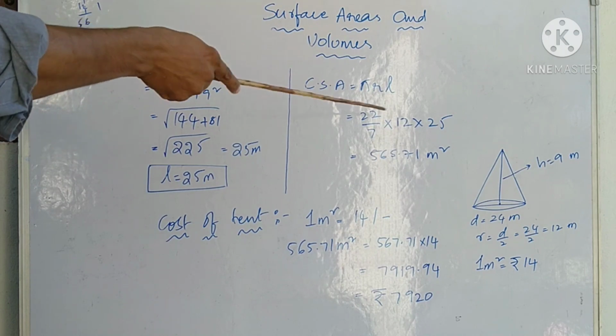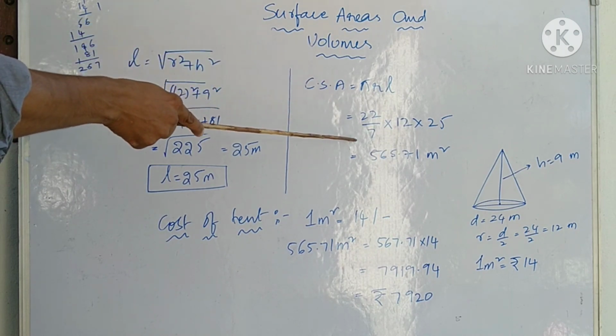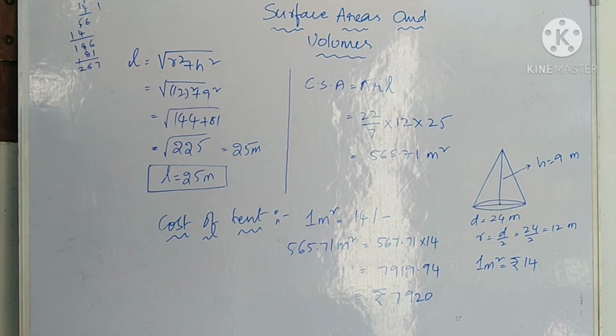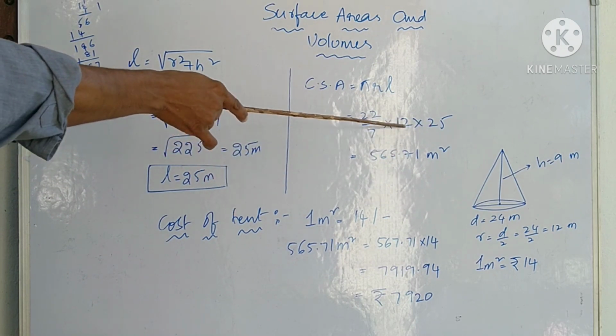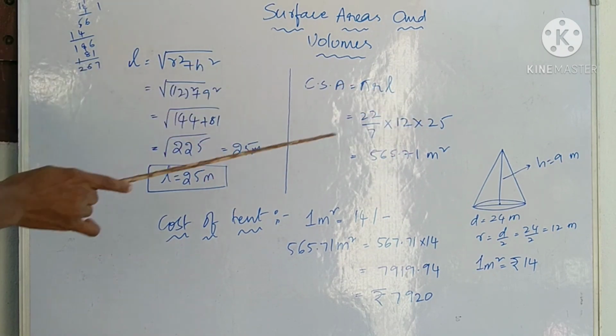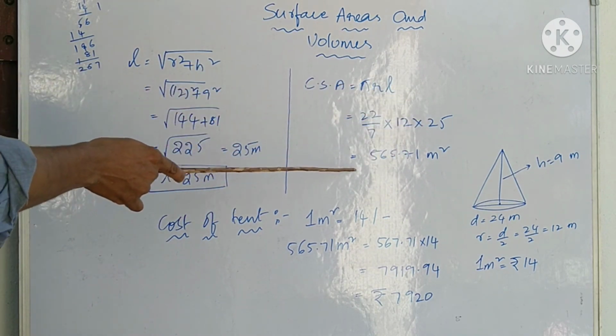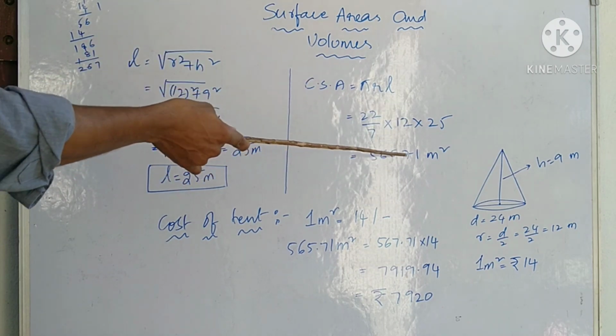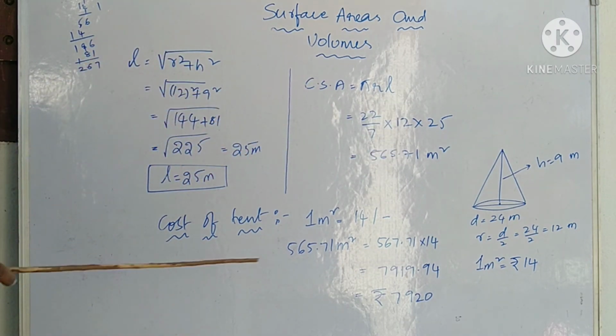Curved surface area formula is pi r L. 22 by 7 into r, radius is 12, into slant height 25 meters. So that is equal to 565.71 meters square. So this is the area of the tent.